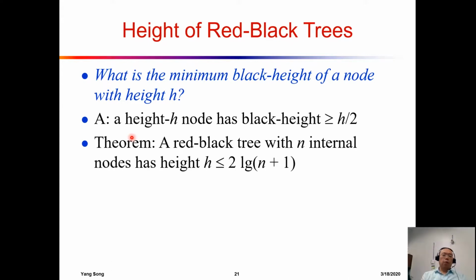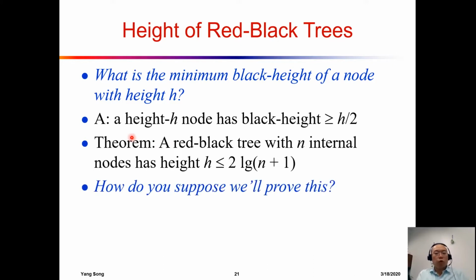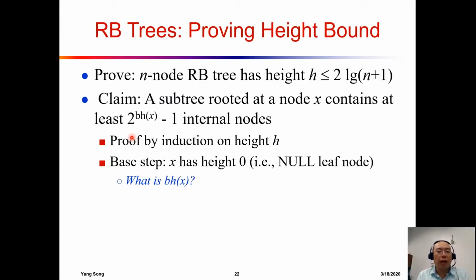So the theorem we really want to prove is a red-black tree with n internal nodes has a height h smaller or equal to 2 log(n+1). So this is the theorem we want to prove. So how do we prove that? Well, we have been doing proofs a lot, and probably you know the answer. And the answer is, of course, we have to do induction. Remember, if you want to do induction, the very first thing is we want to find a very small, very basic case, and we can easily prove that it is true, right?